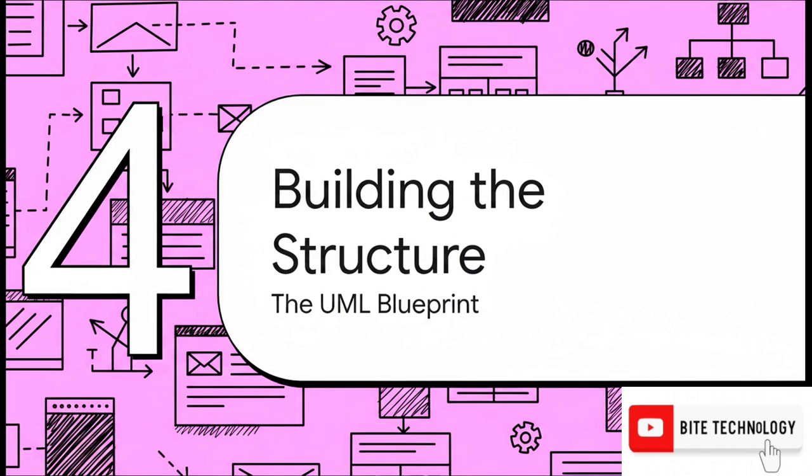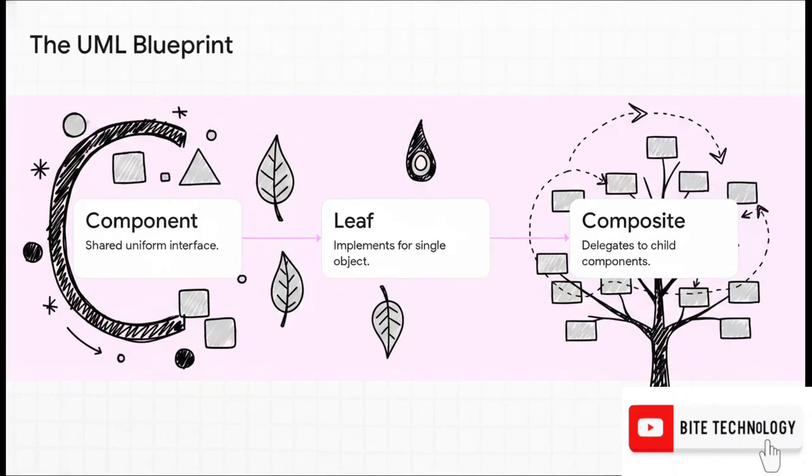Okay, on to Section 4, building the structure, the UML blueprint. The entire structure boils down to 3 crucial roles. First, you have the all-encompassing component interface. This is the central contract that absolutely everything in the tree must follow. Second, the independent leaf, which acts as the worker and implements the operation directly.